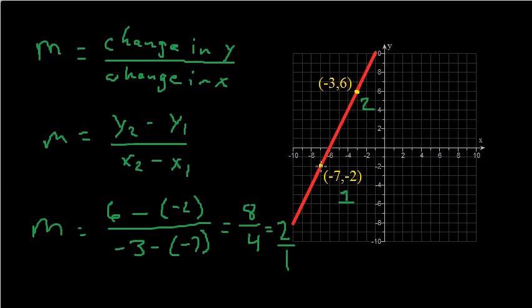If I'm here at negative 7, negative 2, from this point then, if I go 2 in the y direction and 1 in the x direction, that gets me to my next point. If I keep doing this, it gets me to all sorts of points along this line, and eventually gets me to that other point that we used to calculate the slope. So the slope again is just that description of how we move along this graph to find our other points.